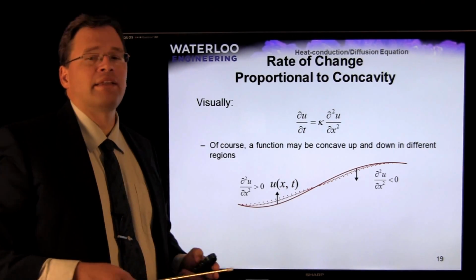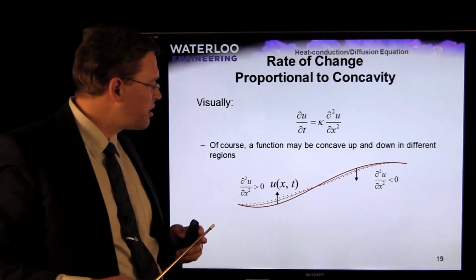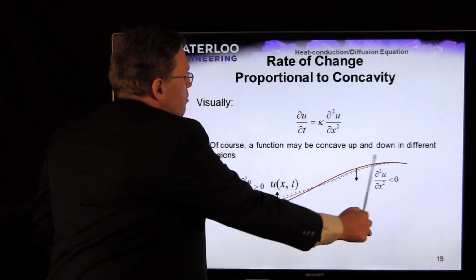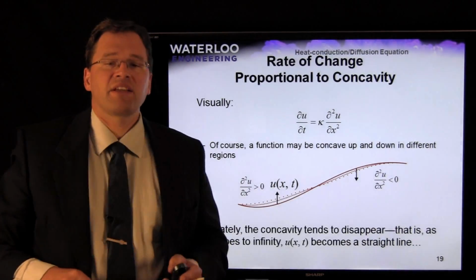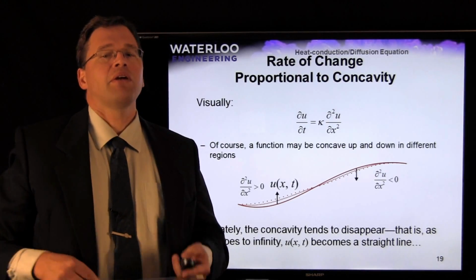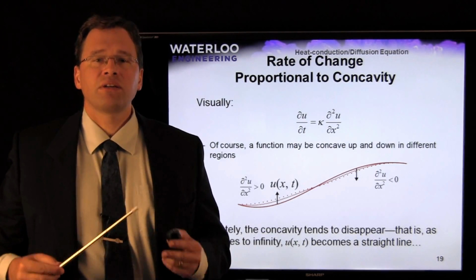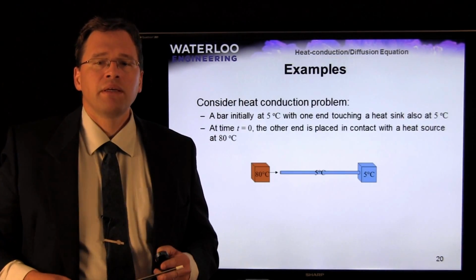Now of course, for any function you may have regions that have both positive and negative concavity. Wherever the function is concave up, it will move up. Wherever the function is concave down, you will see it dropping. Ultimately, the concavity, however, is going to disappear. We're going to approach a straight line, at least if the boundary values are fixed over time.